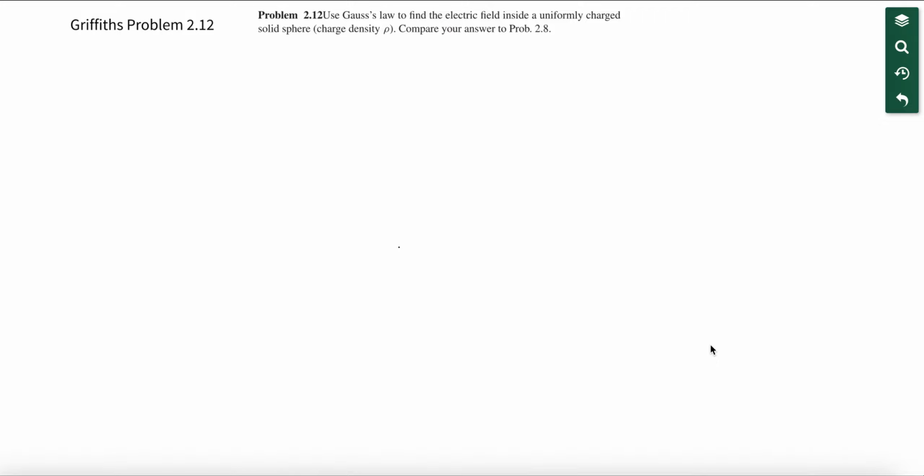Hello everybody, my name is David Pitanes and I am going to be solving Griffiths Problem 2.12. It asks us to use Gauss's law to find the electric field inside a uniformly charged solid sphere of charge density rho, and to compare our answer to problem 2.8.